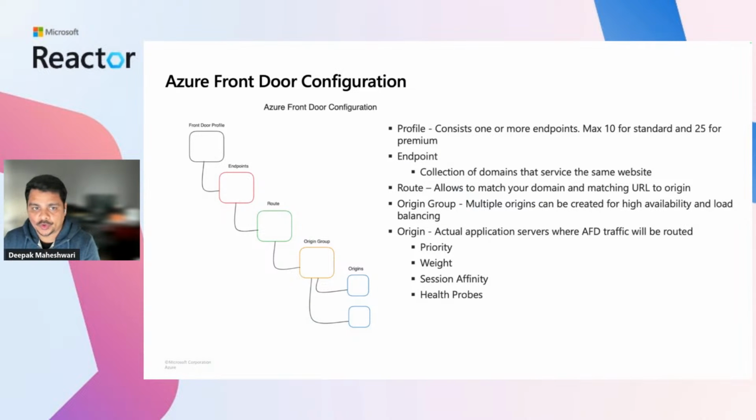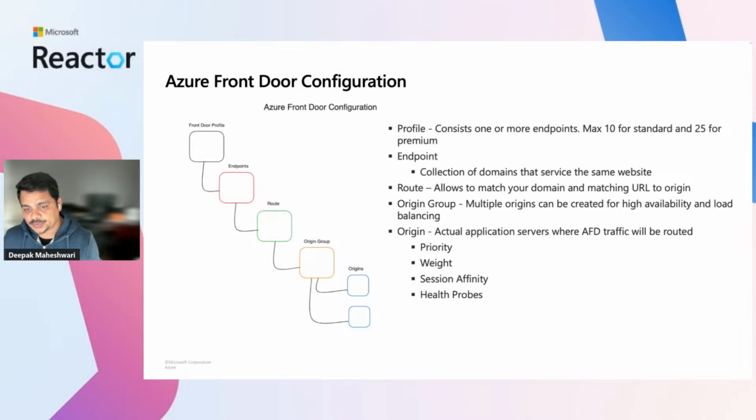Now, I'm going to go through the demo. I'm going to talk about the Front Door configuration, but just for your understanding, there are multiple components when we configure Front Door. When we create a Front Door, we create a Front Door profile, and within the profile, we have the endpoints. Endpoints are like a collection of domains which serve a specific website. Then we configure the route within the endpoint. The route helps you apply specific restrictions or rules for the traffic. Maybe you want to have HTTP or HTTPS, or you want to route your traffic coming from HTTP to HTTPS. Those kinds of rules you can apply to the route.